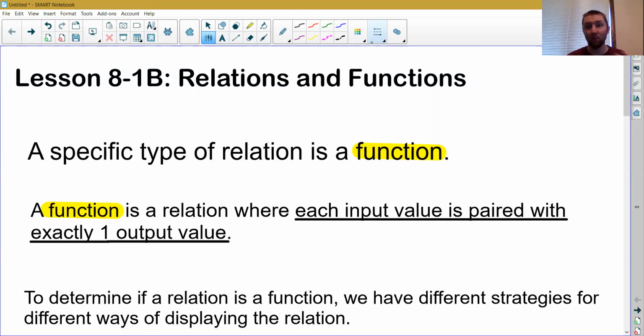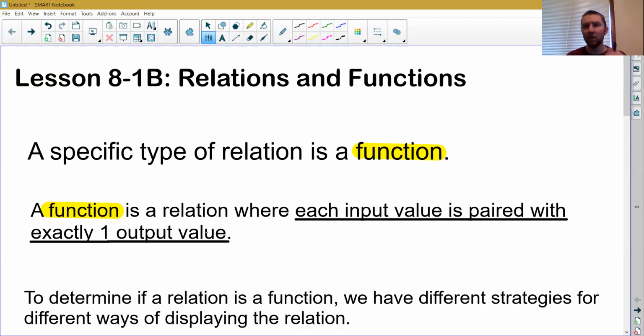We talked about domain and range being the input values and the output values of the relation, and they're always matched up or paired up together. So a function is just a specific type of relation. Okay, it's a relation that has to fit some criteria, and that criteria is that a function is a relation where each input value is paired with exactly one output value. Okay, so for every input value, for every value of the domain, or for every x value, I have exactly one y value. Okay, so that's the formal definition of a function.